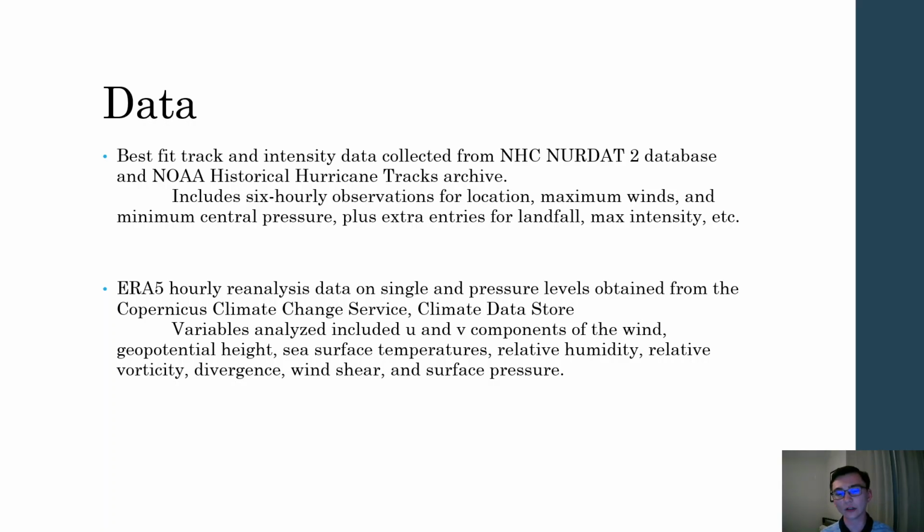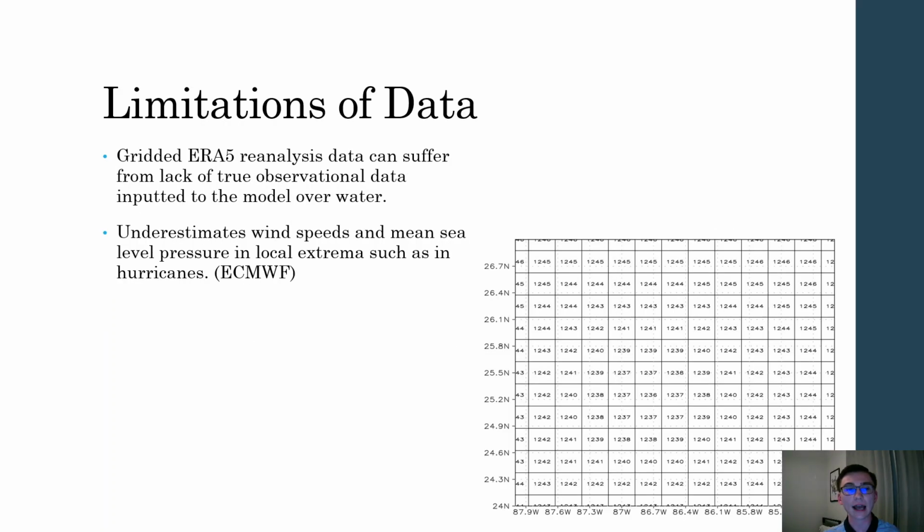Gridded reanalysis data was also used from the ERA5 data set, based on single levels and pressure levels as well, obtained from the Copernicus Climate Change Service and the climate data stored there. Variables analyzed from that data set included the u and the v components of the wind, geopotential height, sea surface temperatures, relative humidity, relative vorticity, divergence, wind shear, and surface pressure as well.